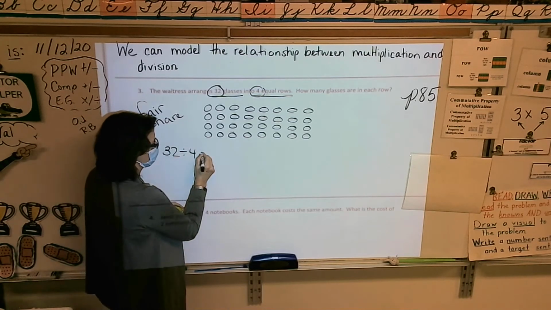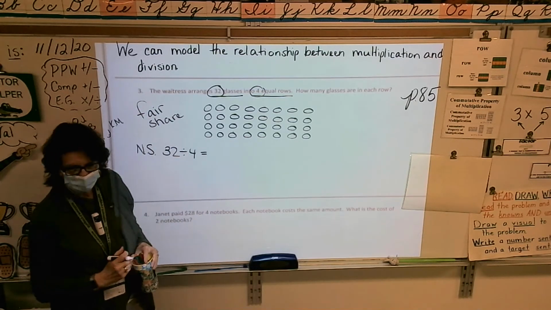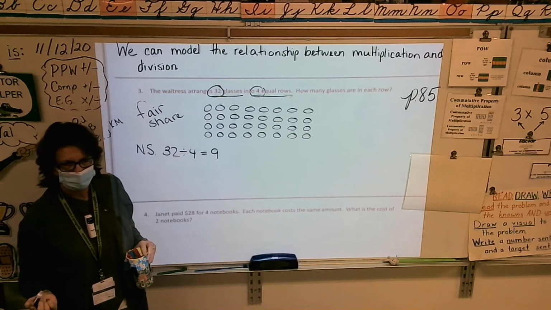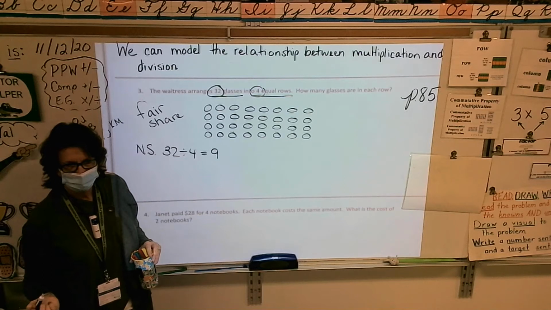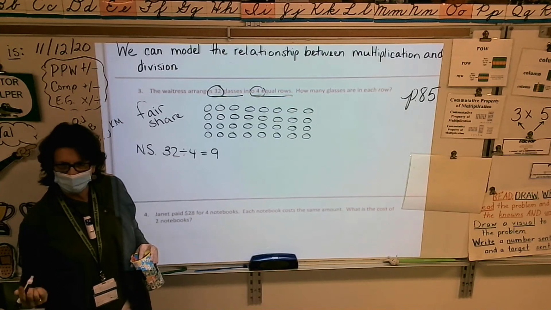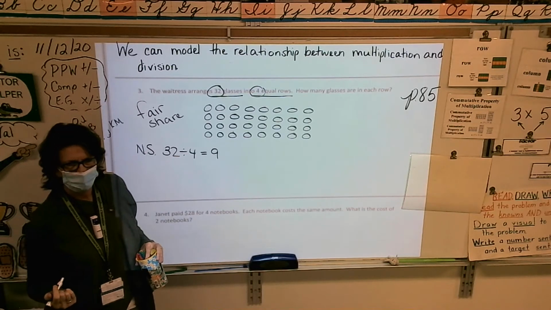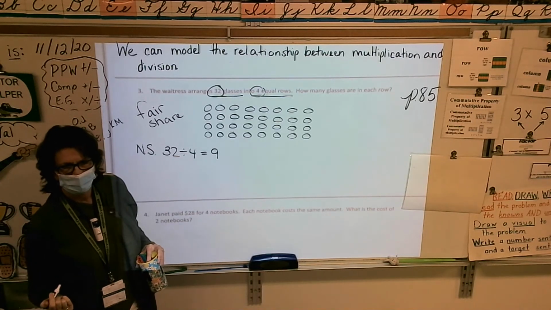32 divided by 4, and what was your quotient? 9. How many people agreed? How many people got 9? Okay, I don't have very many hands up. What else? If you didn't get 9, what did you get? Val? I got 8 because I counted it wrong the first time and I checked it over.